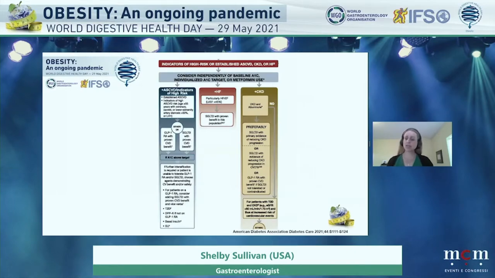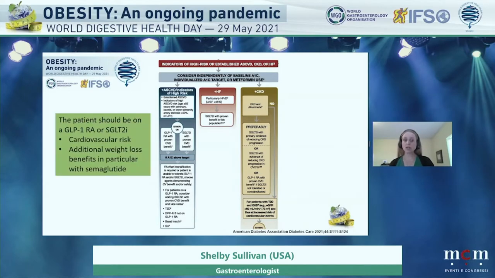So the next step is really to determine whether or not the patient has risks for cardiovascular disease or currently has cardiovascular disease, chronic kidney disease, or heart failure. And if that is the case, in particular with cardiovascular disease, the next therapies that you would want to consider as the second line medications would include either a GLP-1 receptor agonist or an SGLT2 inhibitor. So they both have indications for lowering cardiovascular risk.